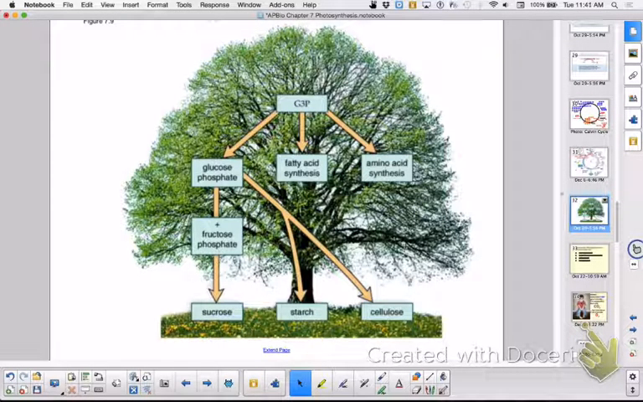You could use it to make fatty acids. You could use it to make amino acids. You could eventually form it with some fructose and make some sucrose, or you could store it as starch, or you could use it as cellulose structurally. So this G3P is the jumping off point for everything that plant's going to make. So on your notes, the importance of photosynthesis: G3P is the first reactant of several different plant products.